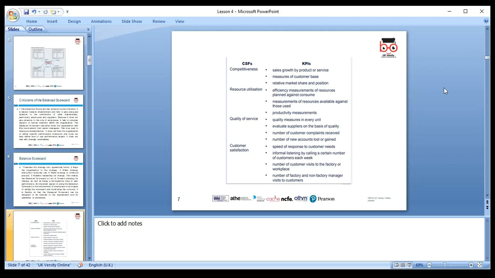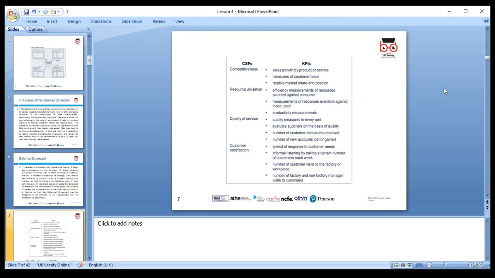Then another thing we need to look around is the critical success factors in any organization. So if we have a problem in our organization, you have to find what the critical success factors are. Like in the hotel industry, the critical success factor is your customer satisfaction, your first-line staff, how well they handle objections, and their knowledge about the products and services they're offering. So CSF is competitiveness: the sales growth of the product or service, measure of the customer base, and relative market share and position.